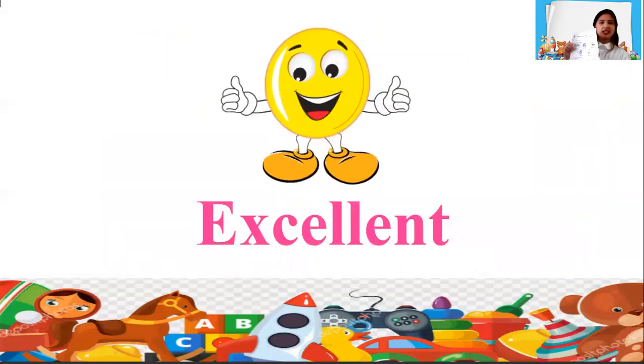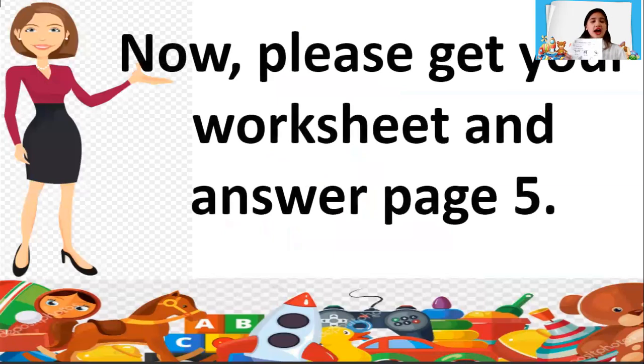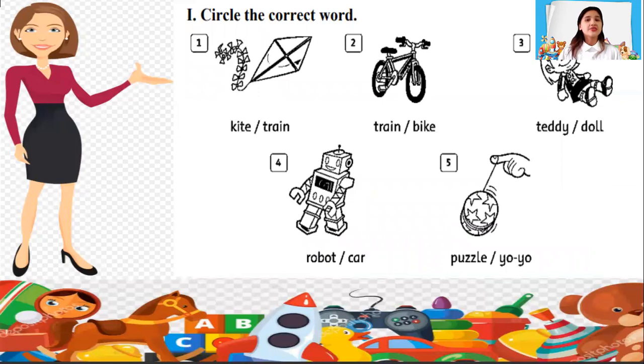So, next, please answer. Get your worksheet. Let's answer your worksheet. Please get your worksheet and answer. Okay. Answer page 5. Okay, page 5 of your worksheet. Let's answer together. Number 1, circle the words. Okay, the correct word. Look at the object or the toys and circle the name. Ready? Okay, what is number 1? What is number 1? That's right, kite.